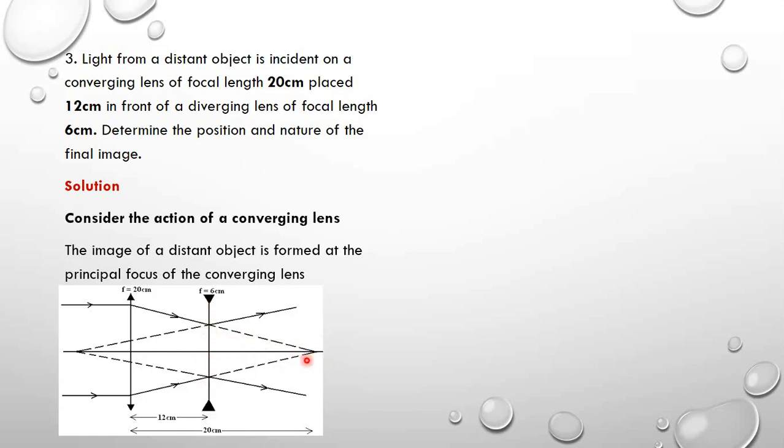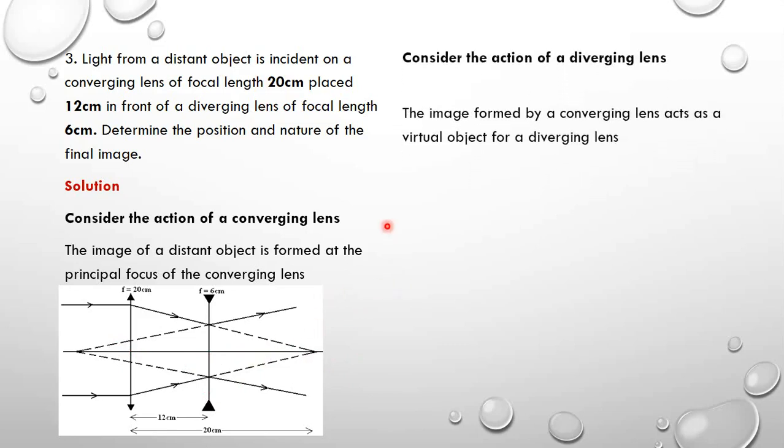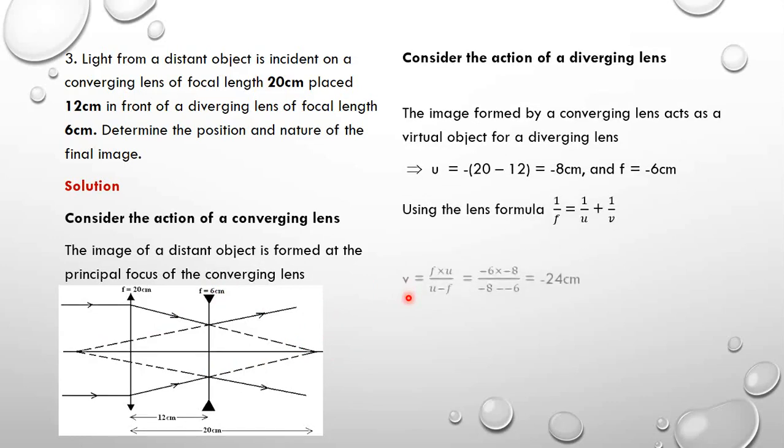If you want to get the distance, the distance from here up to here is 20, and the distance from here up to here is 12. So this distance is going to be 20 minus 12, which is 8. But it's going to be negative because it's a virtual object. So u is negative 8, and f is negative 6 because it's a diverging lens. Substituting in the lens formula, we shall have v as negative 24 centimeters, which clearly shows that the final image is virtual.